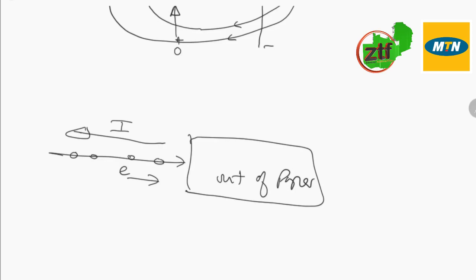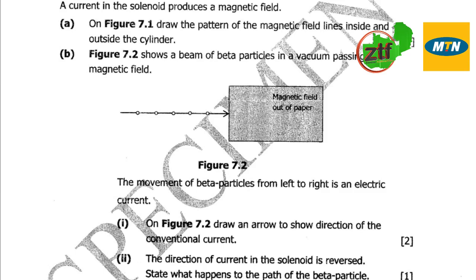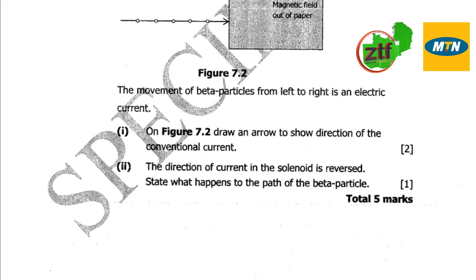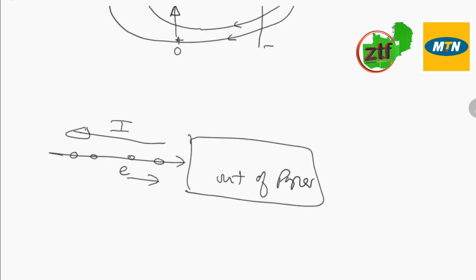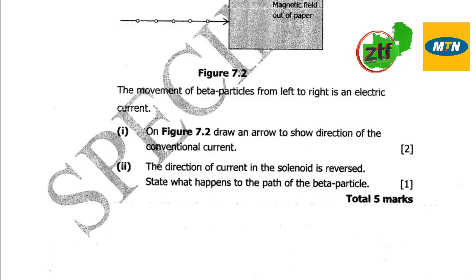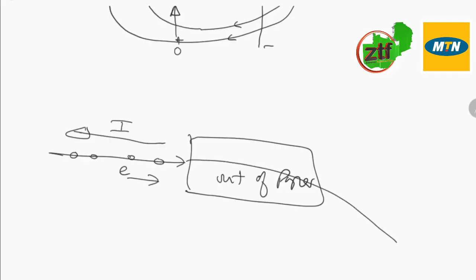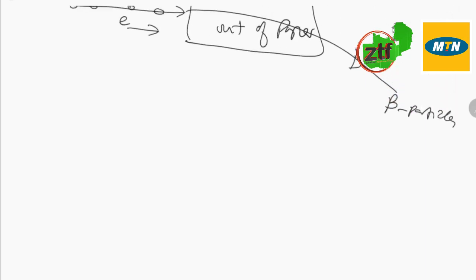Okay. Part 2. The direction of current in the solenoid is reversed. State what happens to the path of the beta particles. They also change direction. If they were going upwards, then in that particular case, they will actually go down. Like they are going out of the paper now, it was supposed to be going upwards. Now it will come down like that. These are the directions of the beta particles, opposite to where they were going at first. Dear viewers, that's the end of that question. We move on to question 8.